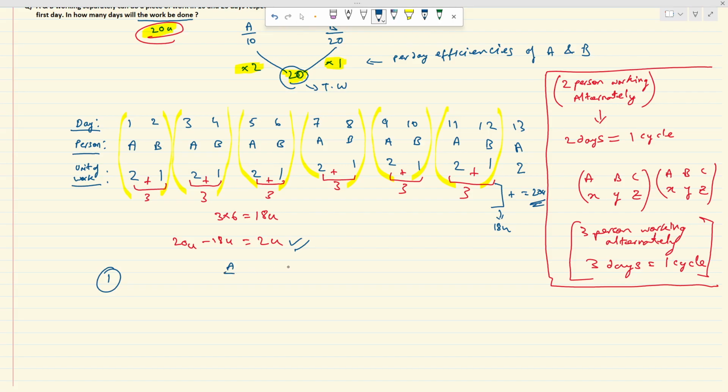So how can we find that? Using the LCM method. 20, 20, 1, 2. So this is my total work and this is the work done by each person in one day. So our first step is to find how many units of work each person can do in one day.